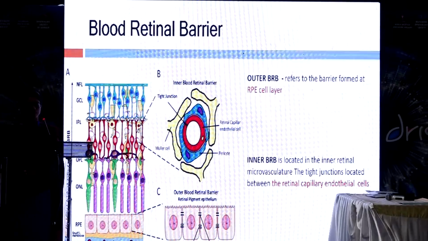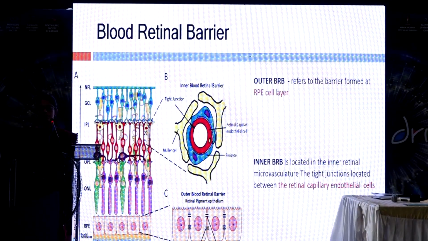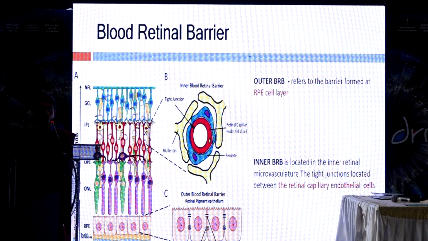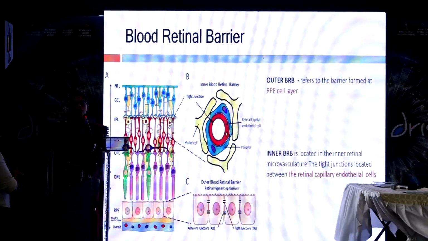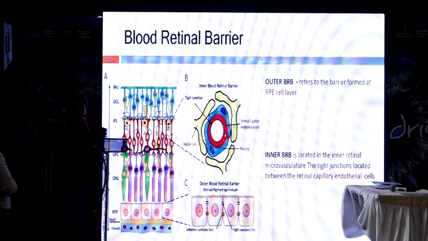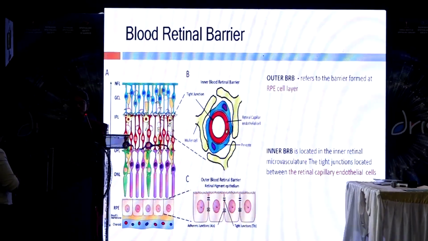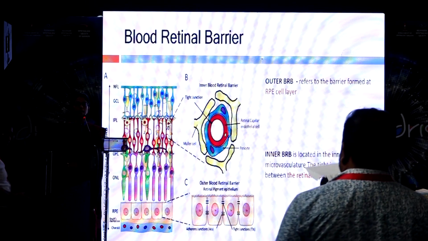Now about the blood retinal barrier, we have an outer and an inner blood retinal barrier. The outer blood retinal barrier refers to the barrier that is formed by the retinal pigment epithelial cells by their tight junctions, and they regulate the movement of solutes and nutrients from the choroidal circulation to the subretinal space. The inner blood retinal barrier is located in the microvasculature. It is formed by the tight junctions located between the capillary endothelial cells.